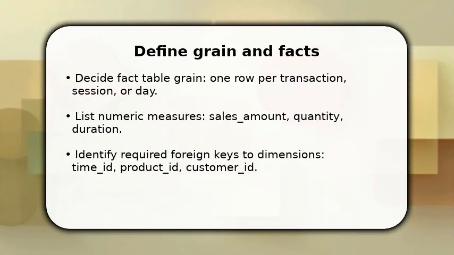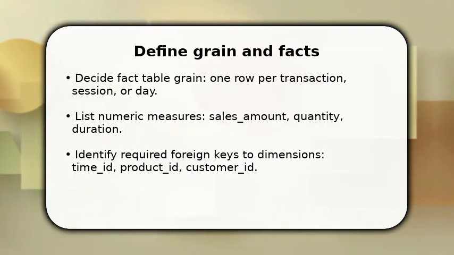You start by locking the grain. Decide the single level each fact row will represent, because everything hinges on that choice. Once done, list the numeric measures you will store and identify exactly which dimensions each measure needs.